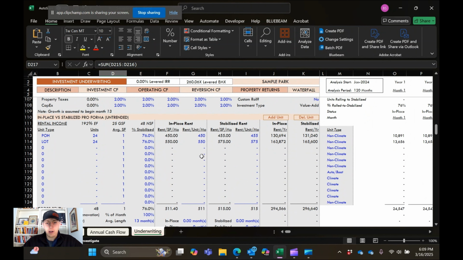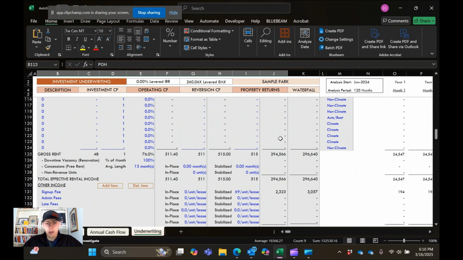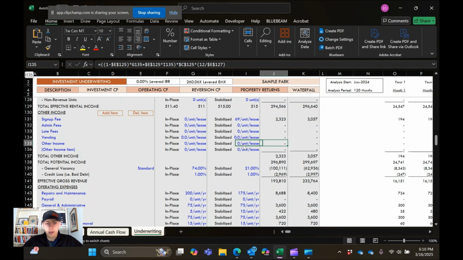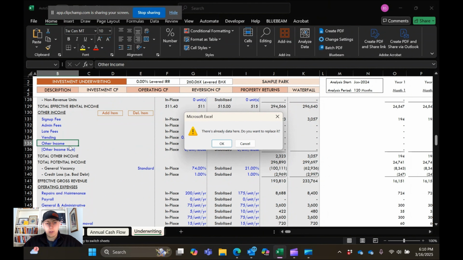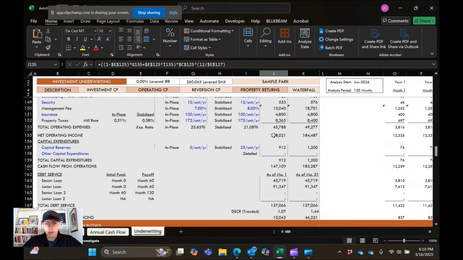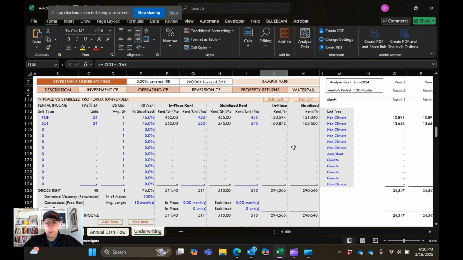And this is where it can get complicated, but you take your park owned home rent right here and you put it right in here as other income, but this other income can't affect the net operating income as well. So we'd have to subtract it from the net operating income.